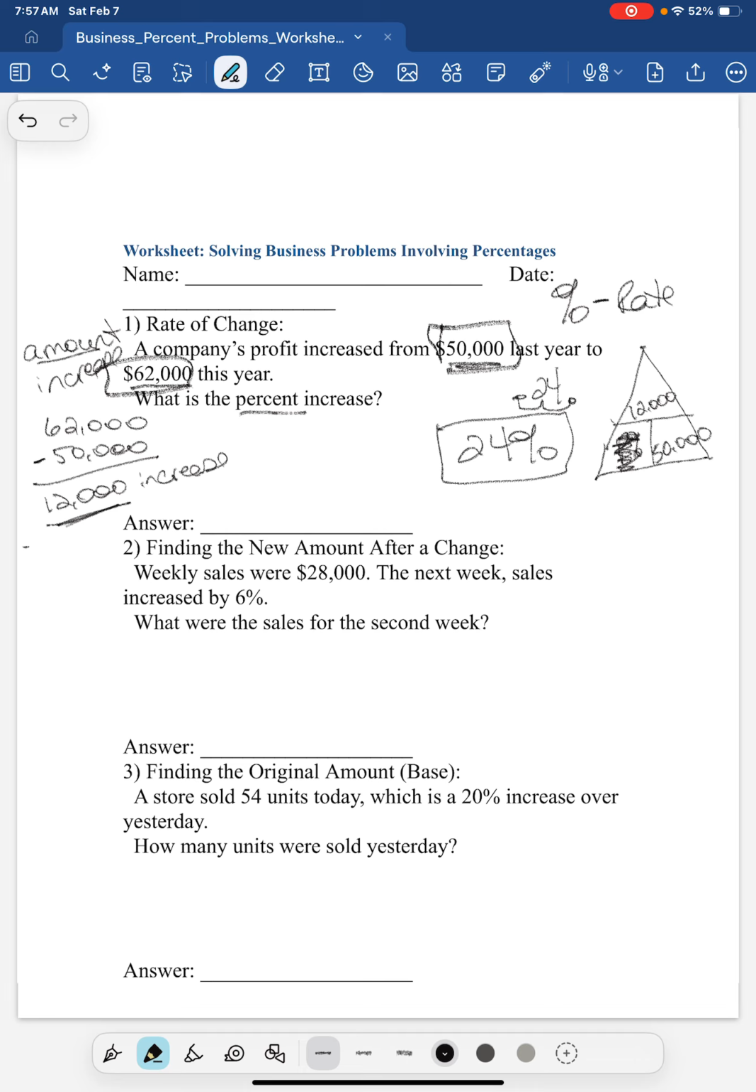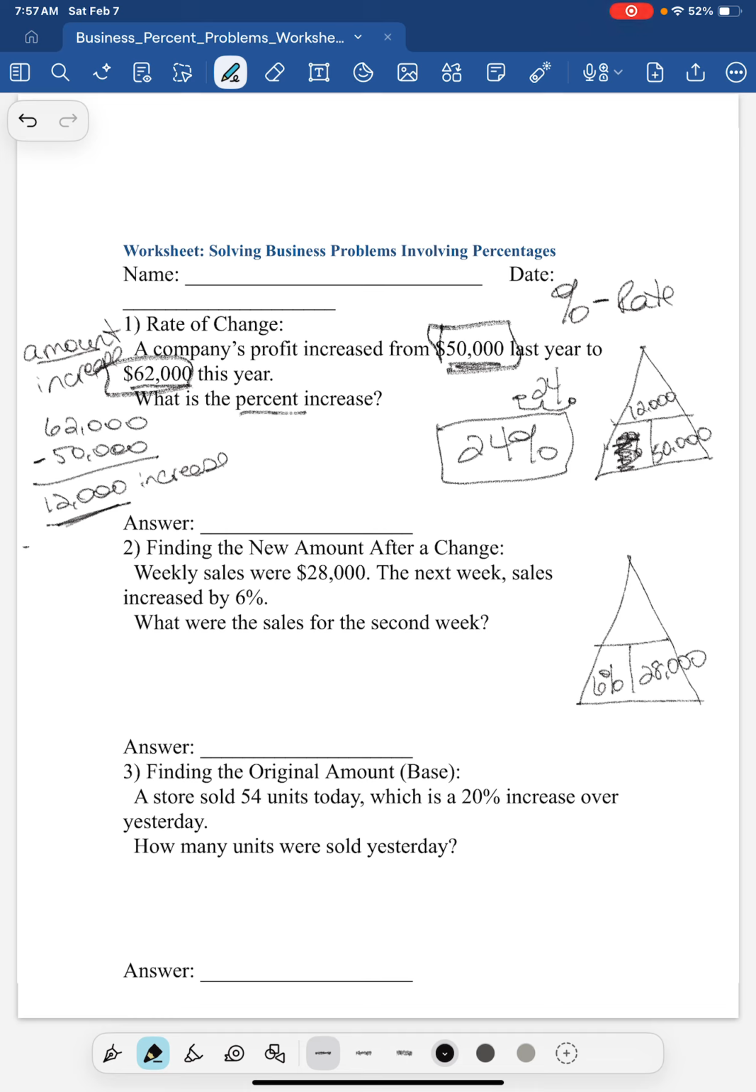Okay, let's move on to the next one. Now we're looking for the sales for the second week. Okay, we're looking at finding the new amount after a change. We had weekly sales of 28,000. We can go ahead and put the information we have in the triangle. Our base is 28,000. The next week's sales increased by 6%. So we have our rate. What are the sales for the second week?